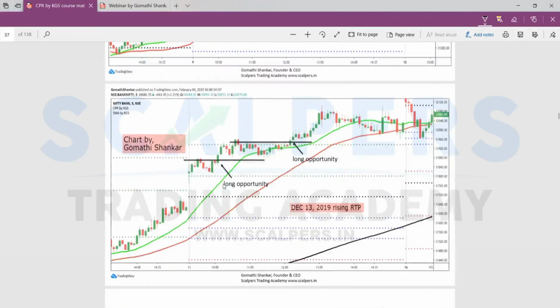Once again, same example. See RTP on December 13. I have mentioned the date because you can also go back to the same date and check by yourself.